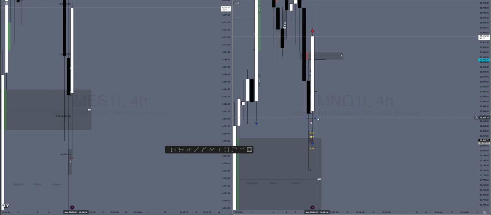I think this is CRT model, inversion fair value gap on a lower time frame, and OTE to get a precise entry. If not, I always use 0.5 of a fair value gap or 0.5 of the entire 4 hour wick. That's it. Simple as that.